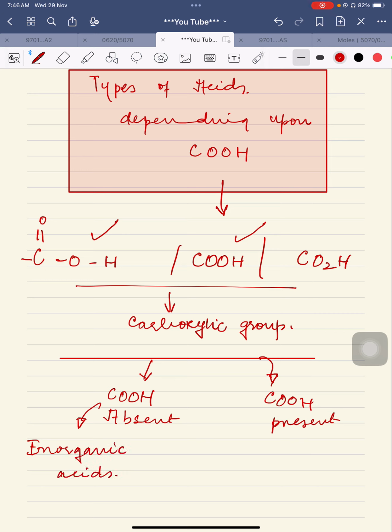Whereas what about the COOH present? These are called the organic acids. So in this way, we can differentiate the two acids, depending upon their ability to have COOH. Now I am changing the board and taking you to different examples of compounds having COOH and examples of compounds having no COOH.